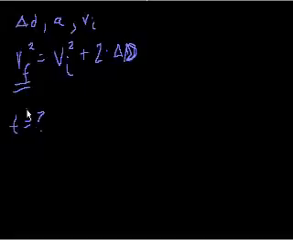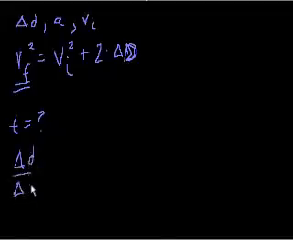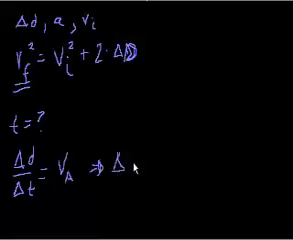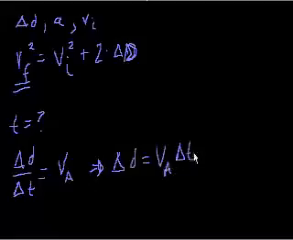Well, let's go back once again to the most basic formula, how distance relates to velocity. I'll write it slightly differently this time: the change in distance over the change in time is equal to the average velocity. Or we could rewrite this as the change in distance is equal to the average velocity times the change in time.